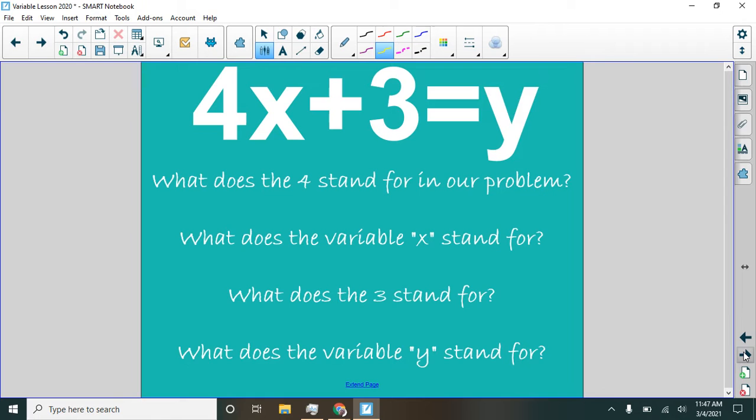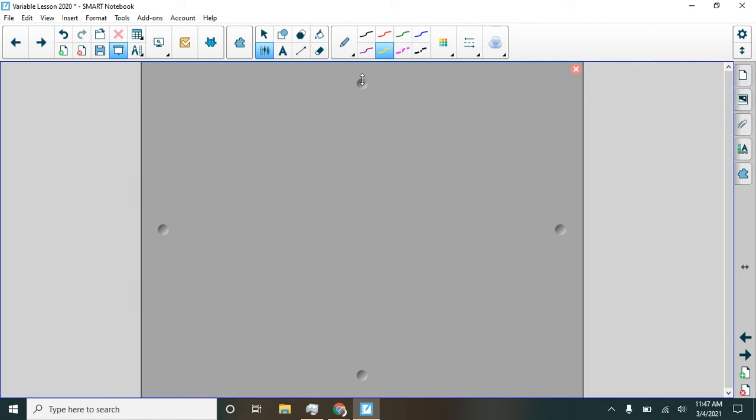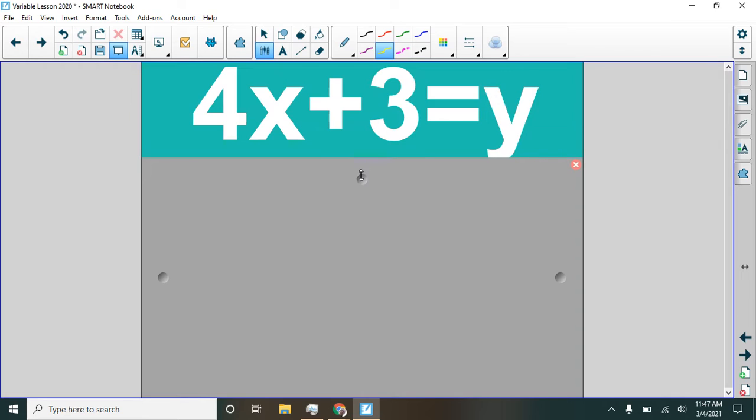Take a look at this. In fact, let's just look up at the top here. 4x plus 3 equals y. Oh my goodness. There are 2 variables. Remember, these letters, we call them variables here in math. They can represent a number, and we've got 2 of these here. This is the new idea today.